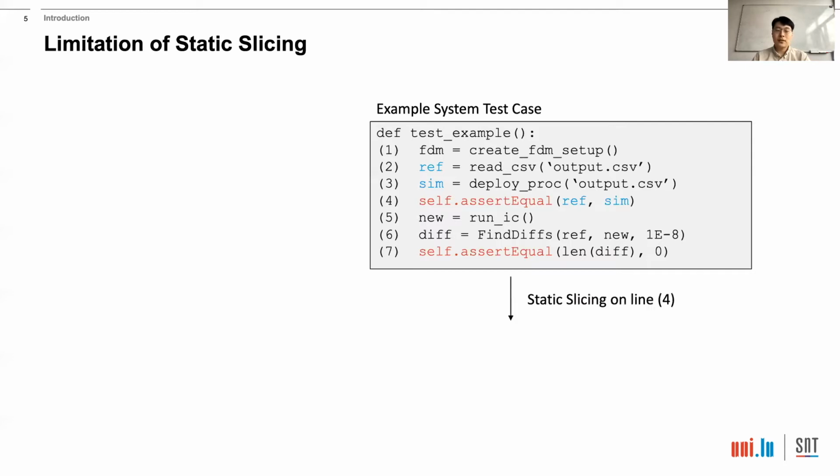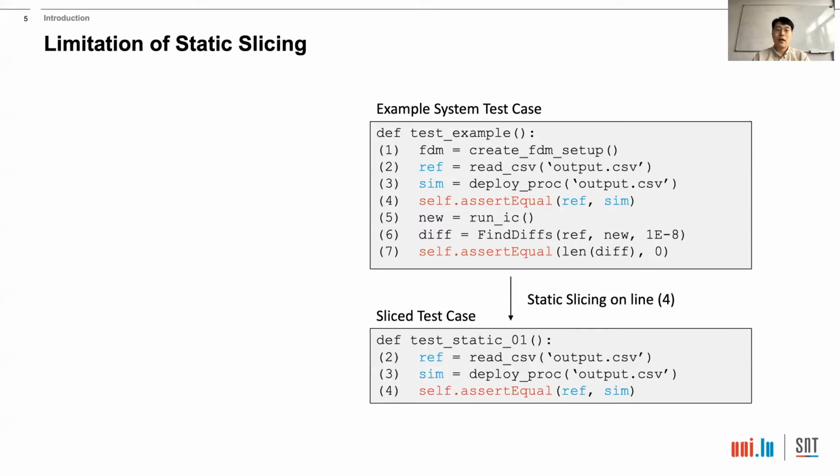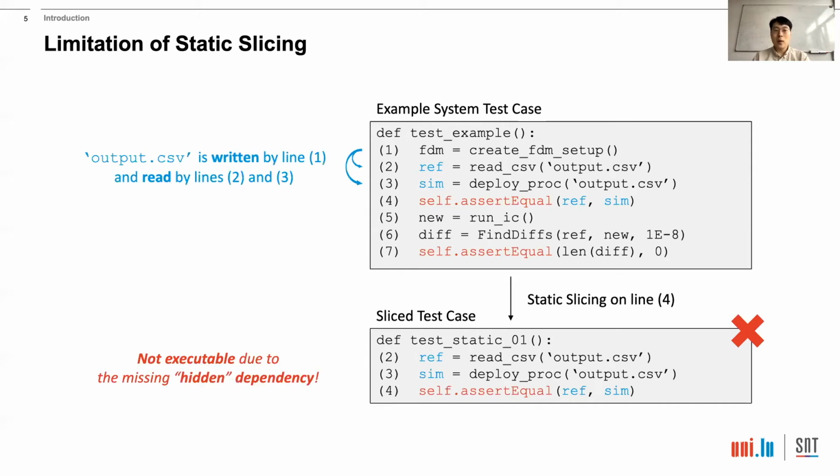If we apply static slicing on line 4, then we get this static slicing result, because line 4 has 2 variables that are defined by lines 2 and 3. However, if we try to execute this one, it actually does not work. It returns a runtime error because there is the output.csv file, which must be written by line 1, which is not included in the sliced test case. So this sliced test case is not executable due to the missing hidden dependency, the dependency due to the output.csv file in this case.